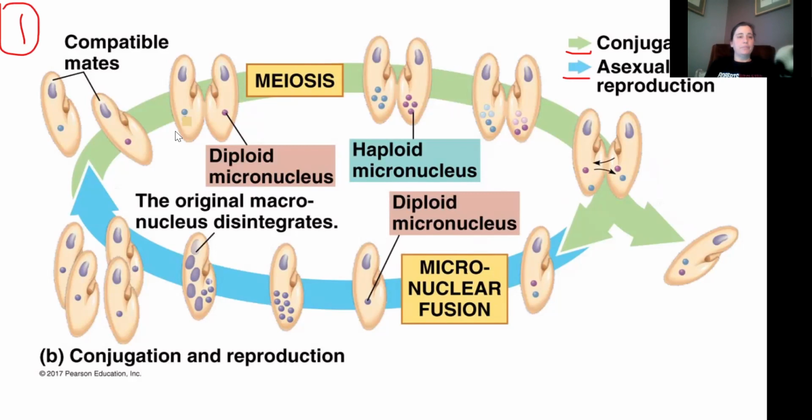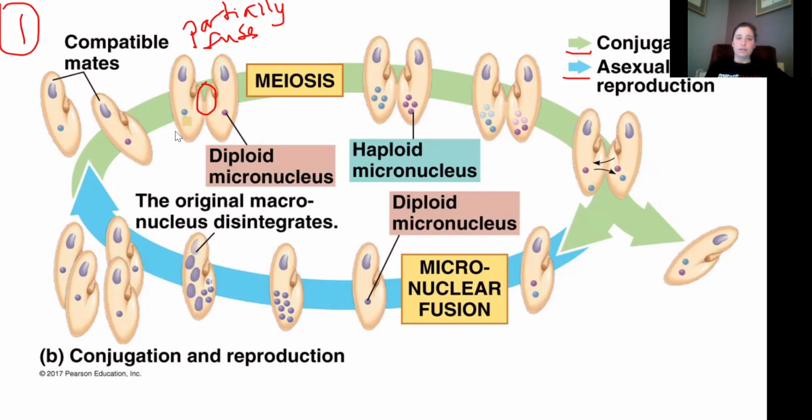Okay, so we're starting with the compatible mates. We have two compatible paramecium here, and the first thing they're going to do is partially fuse. So here, there's a partial fusion. We know that each of them has a macronucleus and a micronucleus. We're only showing the micronucleus here because that's what we're following, because that's what's involved in the processes of conjugation and asexual reproduction.